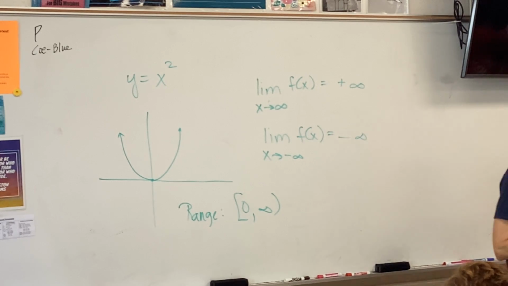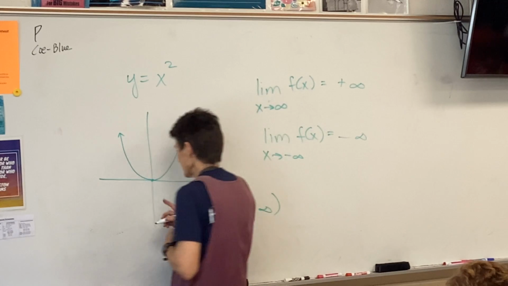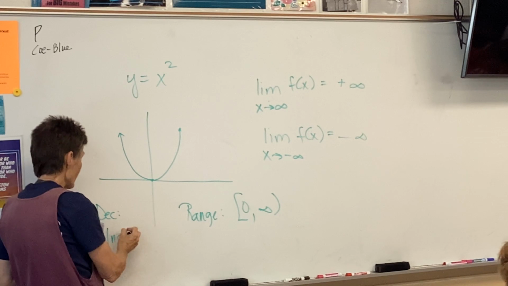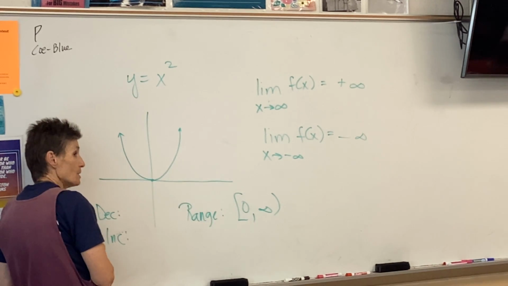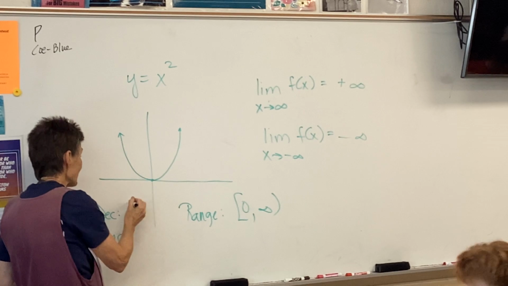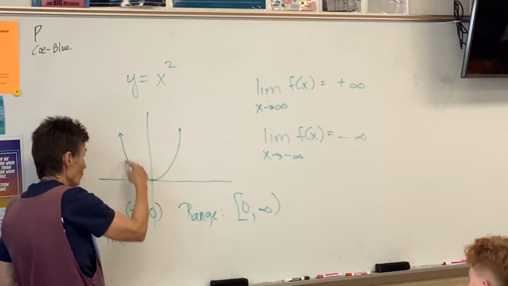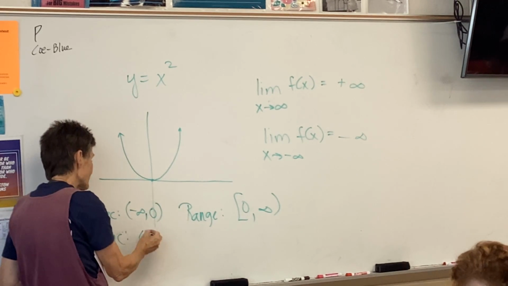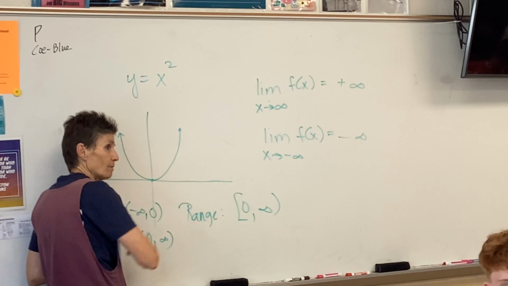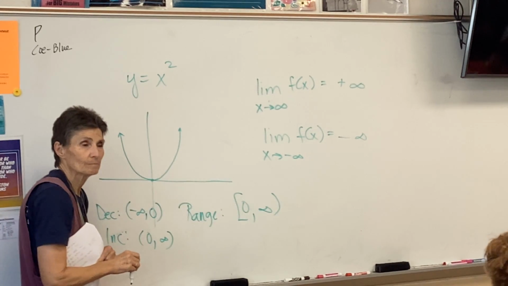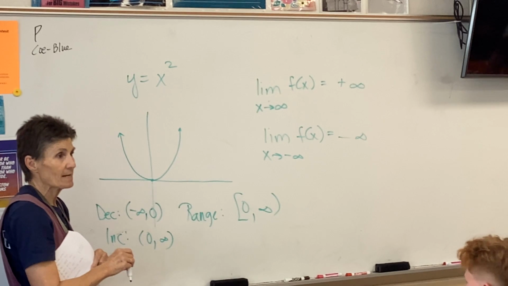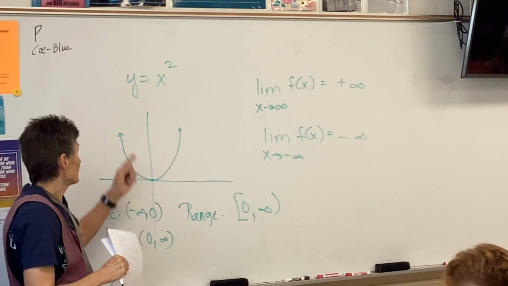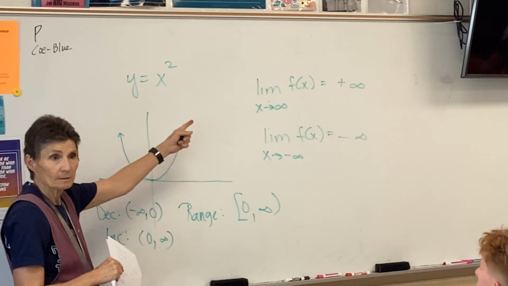Increasing or decreasing? This guy is actually doing both. So you would have to say, from left to right, always. From negative infinity to 0, we're decreasing. But then from 0 to infinity, we are increasing. Does that make sense to everyone? Basically, left to right, your pencil going up or down. Starts out going down, then it's going up.